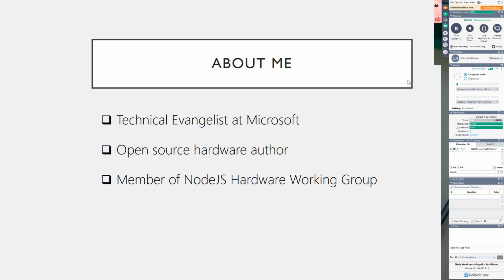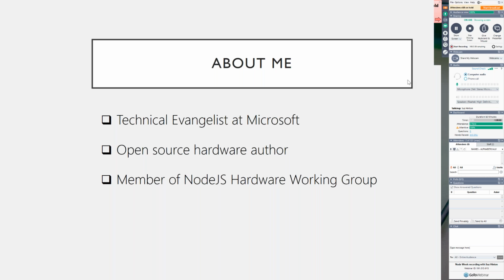So a little bit about me first. I'm a technical evangelist at Microsoft. That seems like a bit of an odd term, but essentially it means that I get to work with startups, businesses, and communities to utilize Microsoft products and technologies to make their day-to-day life a lot easier. So that's a really, really rewarding job.